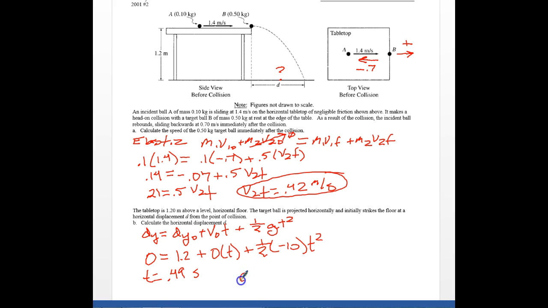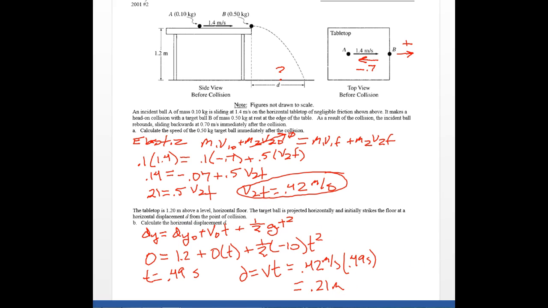Now we can substitute in. We're going to say distance is just equal to our velocity times time. We know our original velocity should be equal to that 0.42 meters per second we found earlier. And then we're going to multiply that times our time, which is 0.49 seconds. At this point we're done and we get an answer of 0.21 meters.